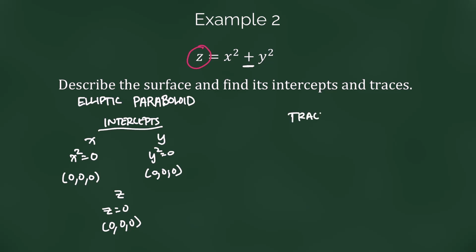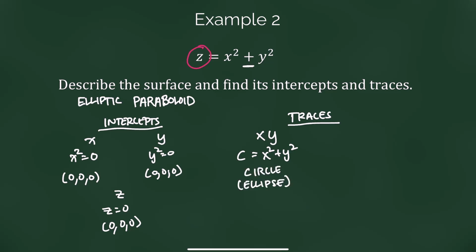Now let's look at our traces. So if we do the xy trace, we're letting z be 0. We get 0 equals x squared plus y squared. Well, that's just a point. That's just the origin. Let's actually change that. Let's not pick z to be 0. Let's pick z to be c. So we get c equals x squared plus y squared. So this is a circle, which again is an ellipse. It's a circle with radius square root of c.